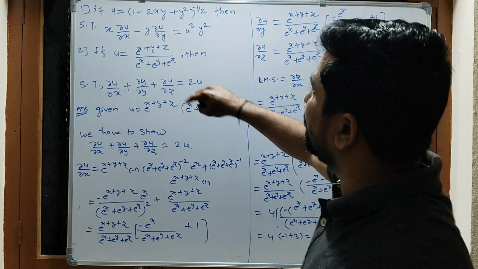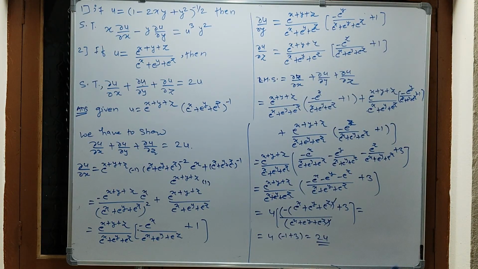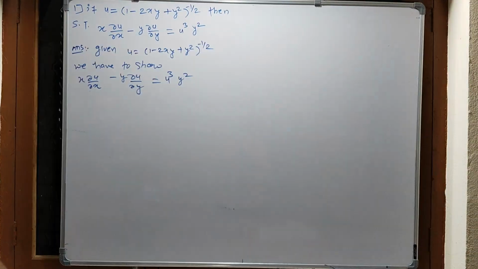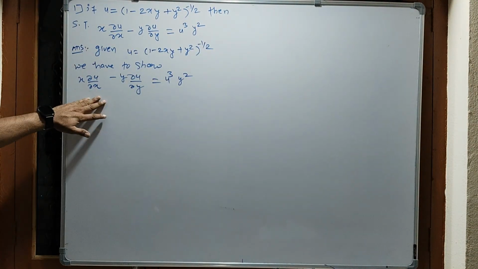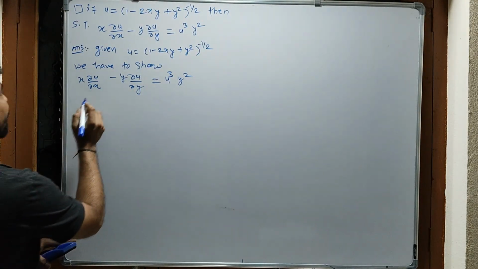Now I want to solve example number 1. I hope please pause and solve right here. So here I will first take the left hand side and I want to show that the left hand side is equal to the right hand side. So here I will take my left hand side.